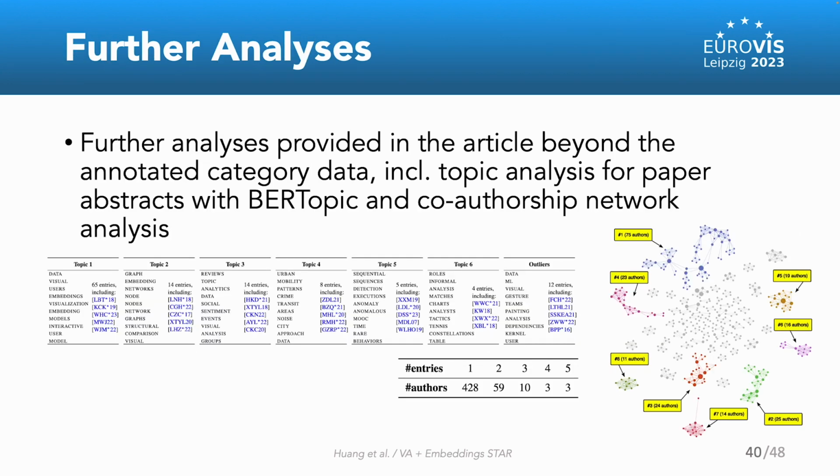The analysis presented in the previous several slides is based on the categories as annotated by us for the survey data. We actually provide further analysis in the article that we cannot go into detail on due to the time restrictions, but we should mention that those results include topics extracted from the publication abstracts, authorship statistics, and also co-authorship network analysis, which might be interesting for the researchers within the visual analytic community.